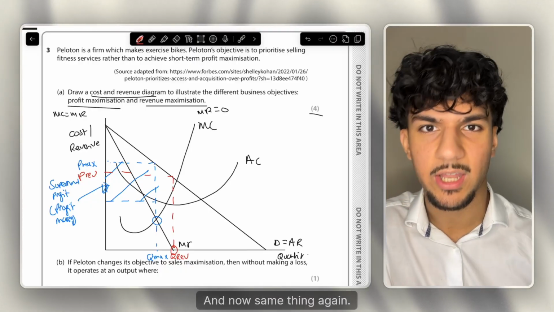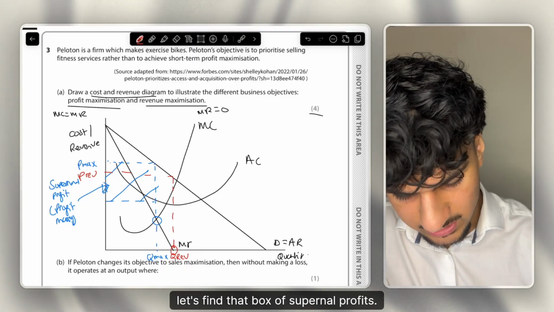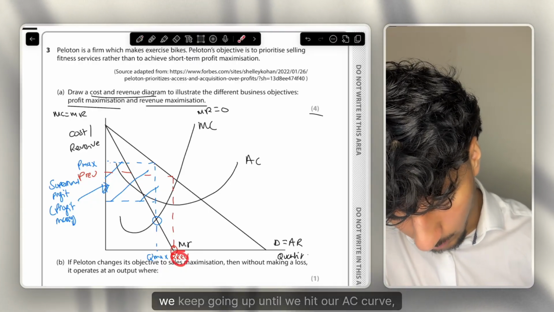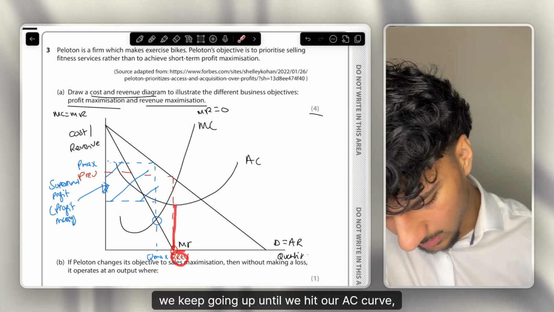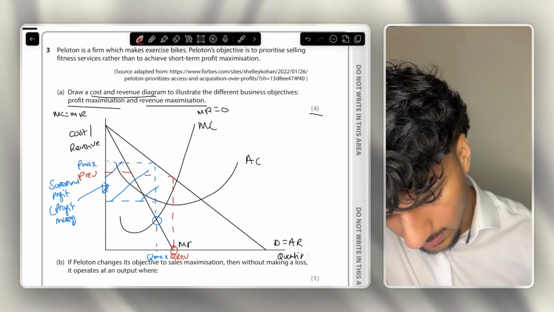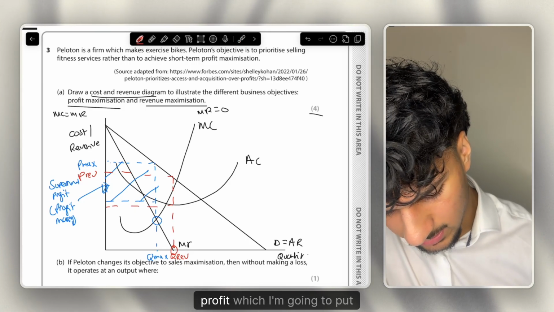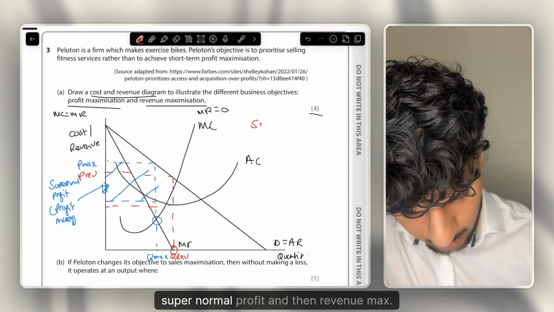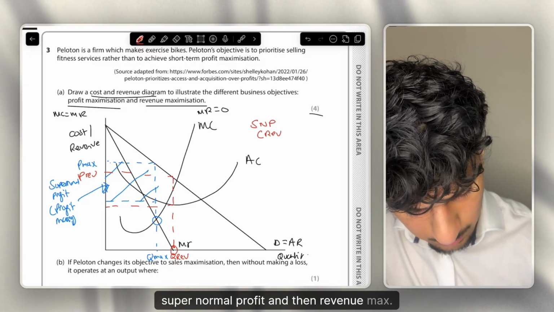And now, same thing again, let's find that box of supernormal profits. How to do that? We go from Q rev, we keep going up until we hit our AC curve, then we go left from there. And now this would give us our second box of supernormal profit, which I'm going to label supernormal profit, and then revenue max.